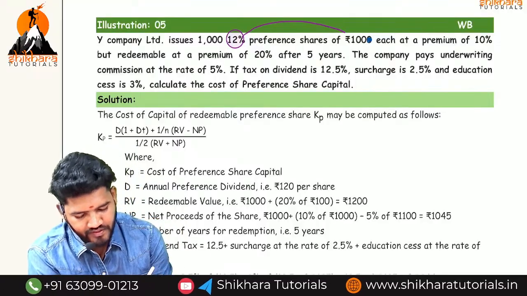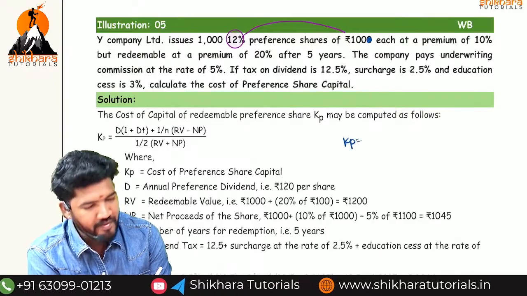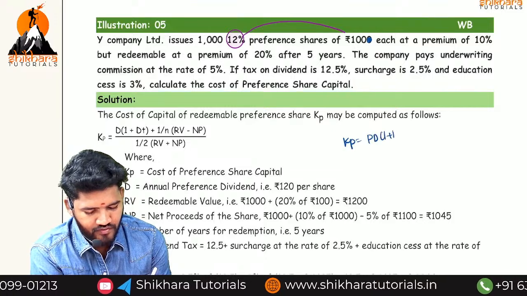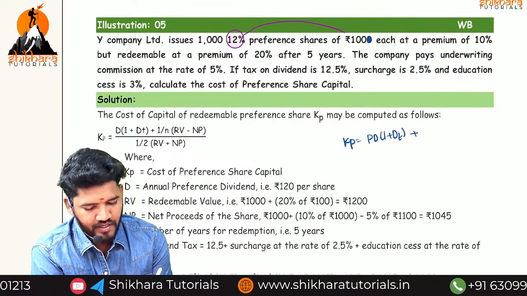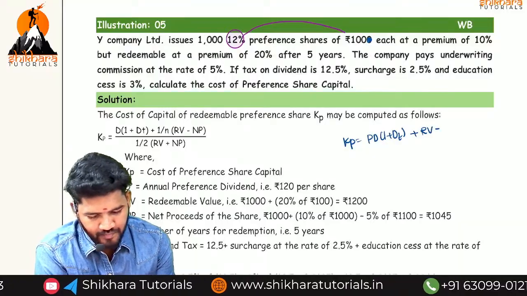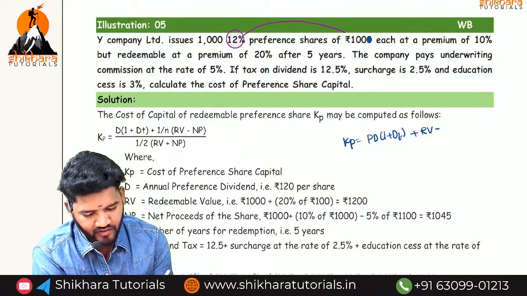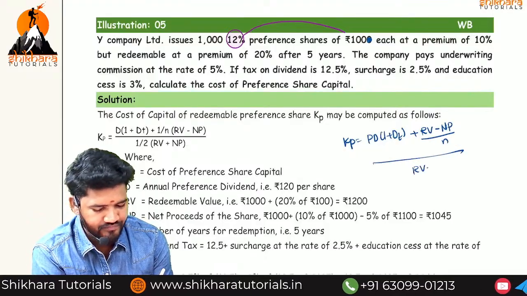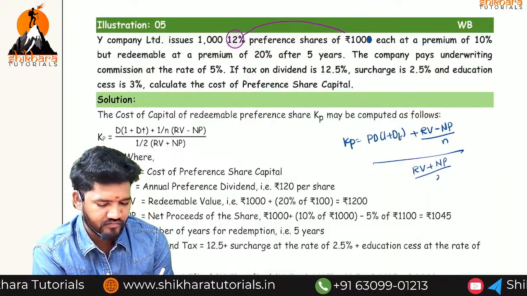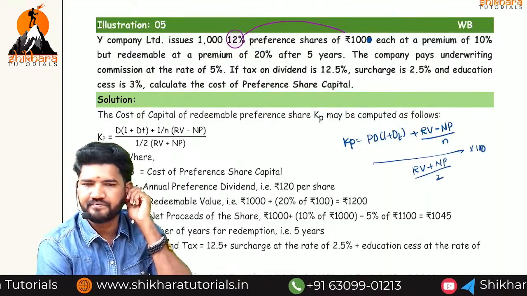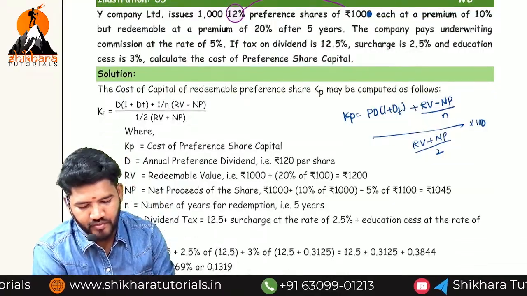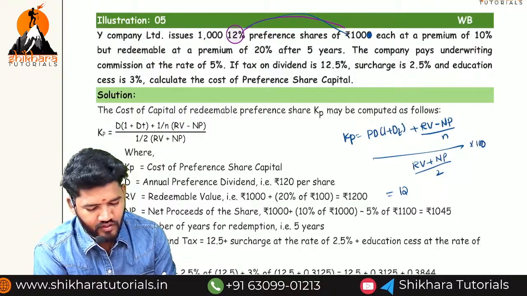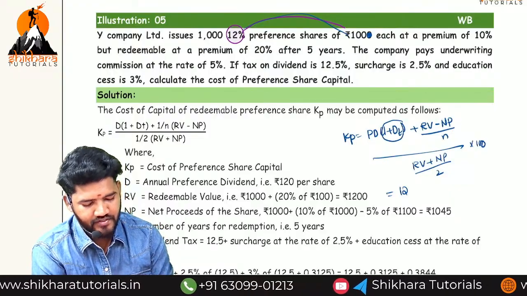So what's the formula for this? Same as above. Preference dividend into 1 plus dividend distribution tax, plus repayment value, market price is there and net proceeds is there. Net proceeds divided by n, whole divided by average. Now preference dividend how much? 12% of 100, 12. Now the only task is dividend distribution tax.